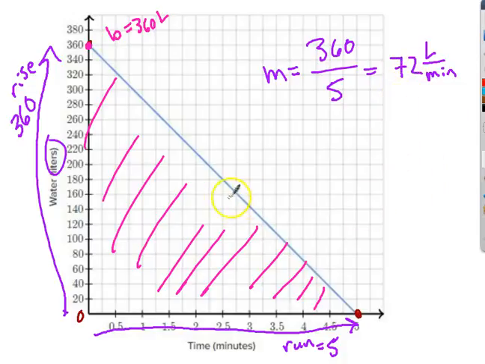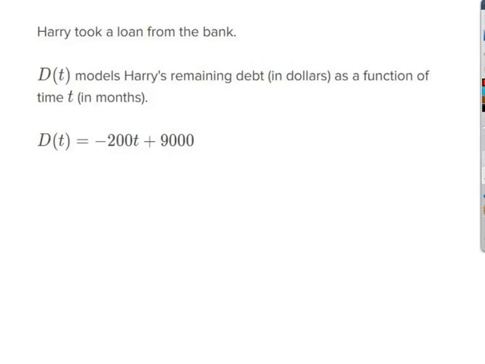Should have got the same answer if I picked any 2 points. So you could have picked this point and that point, and boy, that would have been awfully close. I think you probably would have gotten 75. The best idea when you're picking your points to find the slope is to pick points that are as far apart as possible. And so I've picked the y-intercept and the x-intercept and got 360 divided by 5 is 72 liters per minute for my speed.